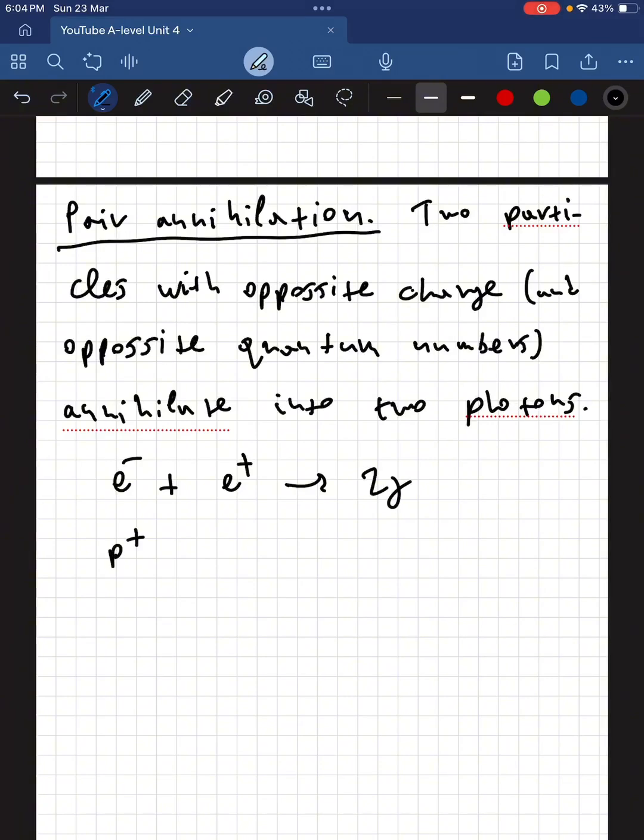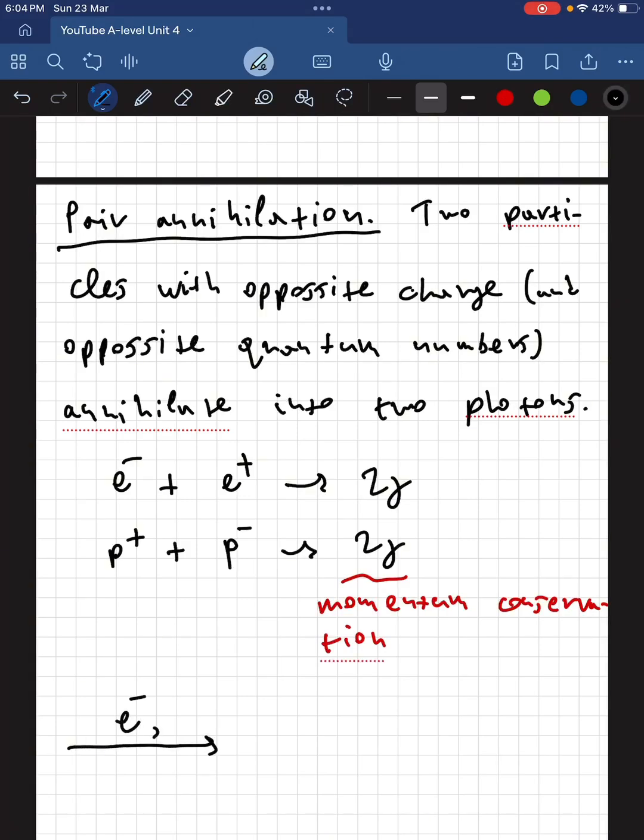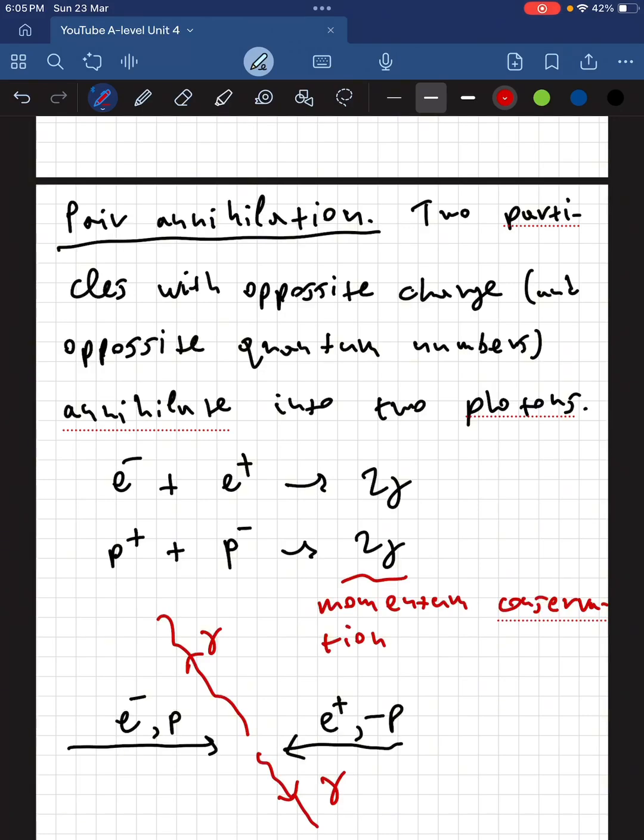Similarly, if we have a proton meeting its corresponding antiparticle, which is called the antiproton, again 2 photons are produced. Why do we need 2 photons? For momentum conservation. Let's say that we have an electron with some momentum p traveling to the right, and a positron with momentum minus p, and the minus sign corresponds to the opposite direction. These 2 interact head to head, meaning that the total momentum before is 0. Therefore, if we only had 1 photon coming out, nothing would cancel its momentum. So we need another photon in the opposite direction to cancel the momentum of the first photon, because if 1 photon was produced, we would have a violation of the conservation of momentum. So that's pretty much it.